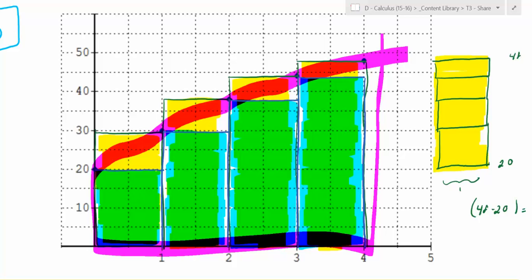The actual area under the curve. Now let's look at the green right here. How do you know, based on this picture, that it's underneath the actual? There's a little piece that it doesn't contain right here, and right here, and right here, and right there. So it's an underestimate. But what do we know about the yellow right here?